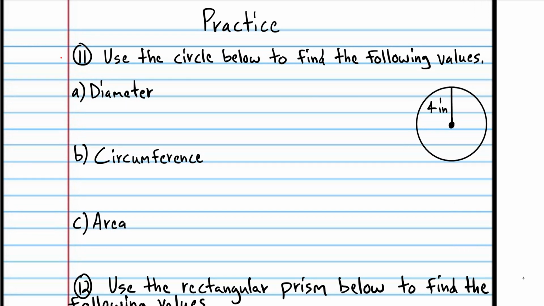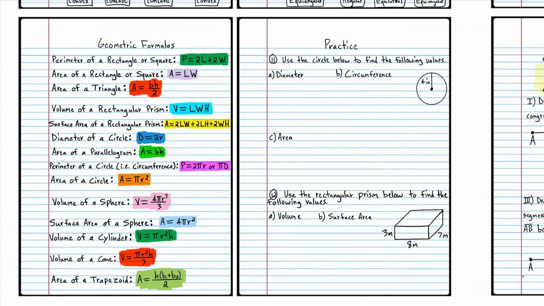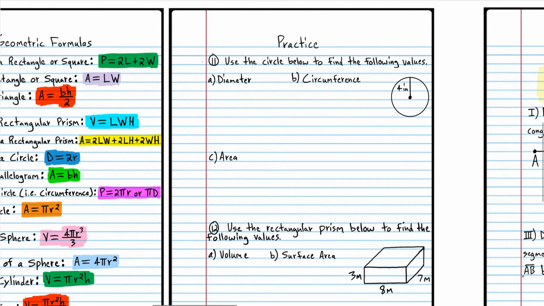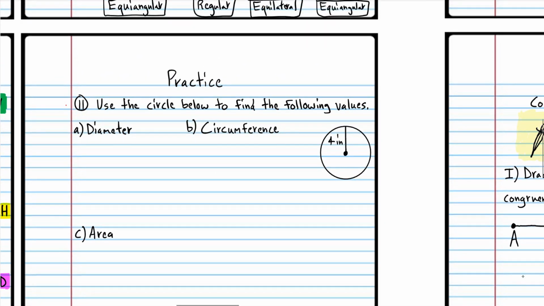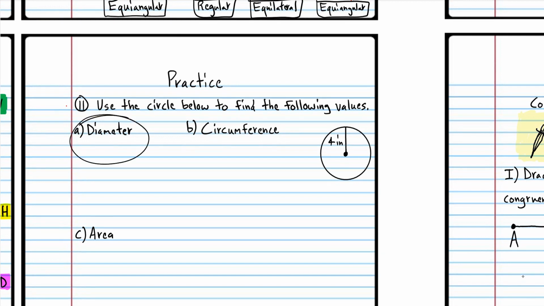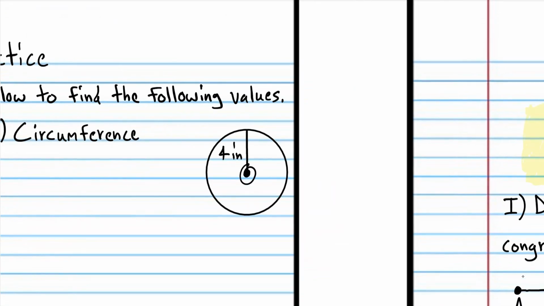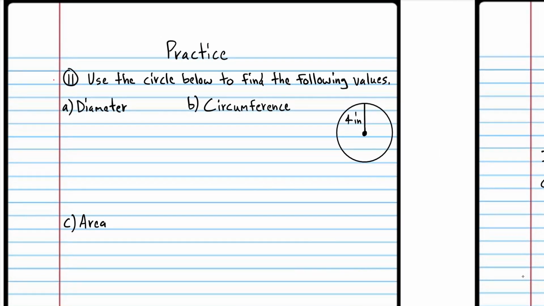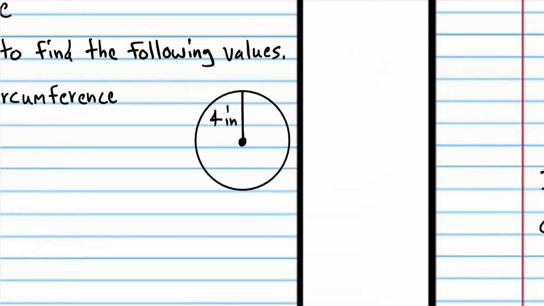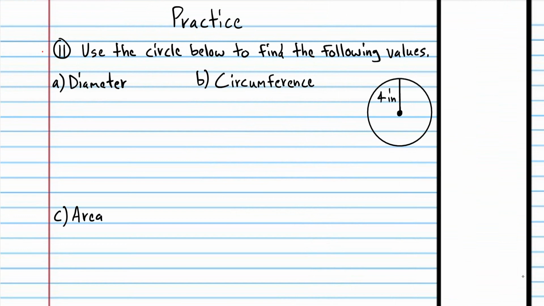Again, this is just fundamental geometry, so I don't want to bore you by going over every single geometric shape that you might see. Most of these basic shapes you probably know already. But in this problem, we need to find the diameter of the circle. The radius is the distance from the center to a side of the circle. So 4 inches is the radius, but the diameter is the distance from one side of a circle through the center to the other side. So this would be the diameter. Diameter is just double the radius.